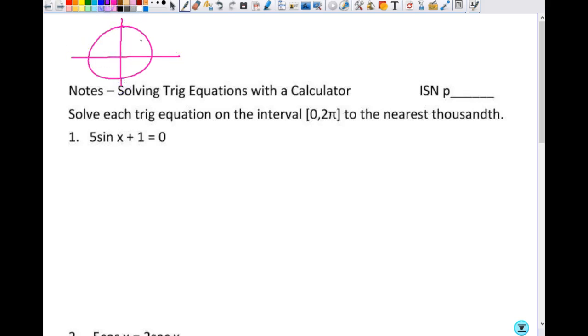So alpha is my reference angle, right? That's always a first quadrant angle. It's acute, it's positive. So then the second quadrant will always be pi minus alpha. Third is pi plus alpha. And fourth is 2 pi minus alpha.